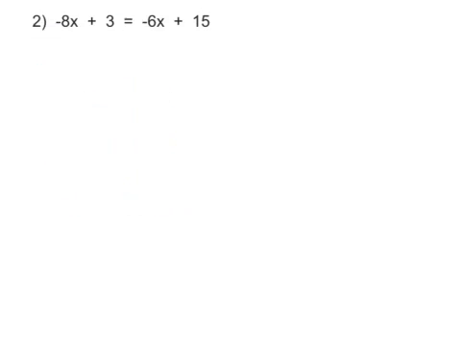So we have another u try. So pause the video, try it on your own, and then come back and check yourself. I'm going to draw my line. So we have negative 8x plus 3 equals negative 6x plus 15.